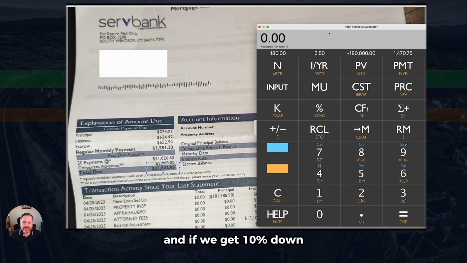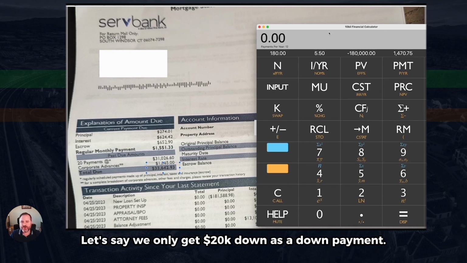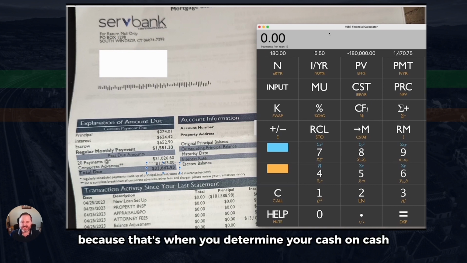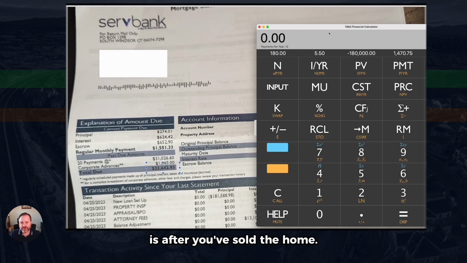And if we get 10% down, it would be $23,000. Let's always assume the worst. Let's say we only get 20 down as a down payment. So now, if I'm in it for $37,500, but I get 20 down, I'm only in it for $17,500. Now let's assume some hold costs, some other overhead. Let's make that $20,000 that I'm in the property after I've resold it, because that's when you determine your cash on cash, is after you've sold the home.